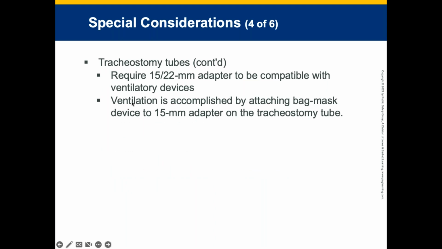This requires a 15-22 millimeter adapter to be compatible with ventilatory devices for the tracheostomy tubes. Those are the same devices as the end of the endotracheal tube, the 15-22 adapter. Ventilation is accomplished by attaching a BVM to a 15 millimeter adapter at the tracheostomy tube. Perform the suctioning through the tracheostomy tube as you would through a stoma for patients with thick secretions, right? When a tracheostomy tube becomes dislodged, stenosis of the stoma may also occur. We as AEMTs do not perform deep suctioning, right? It's not a skill for you at all. That means going deep into the lungs.